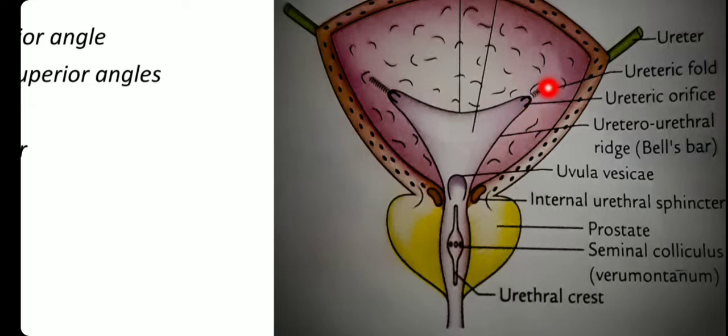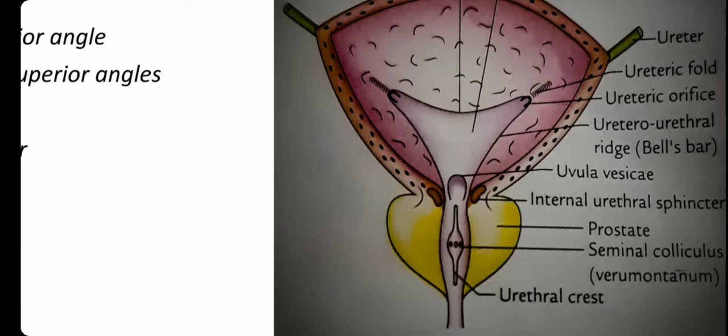Now moving on to Bell's bar, it extends from the ureteric orifice to the urethral orifice. This is Bell's bar, as you can see in the diagram. Basically, it is produced by the longitudinal fibers of the ureter that extend behind the ureteric orifice down on each side, as you can see in the picture of the trigone, towards the middle lobe of the prostate gland.